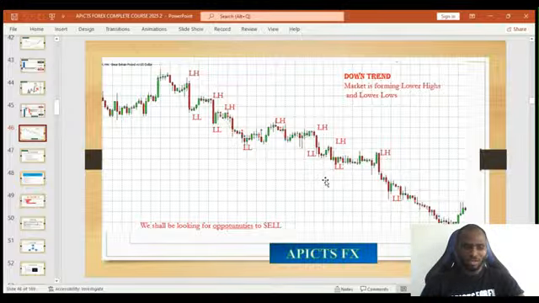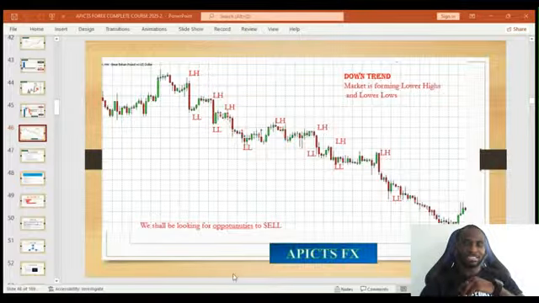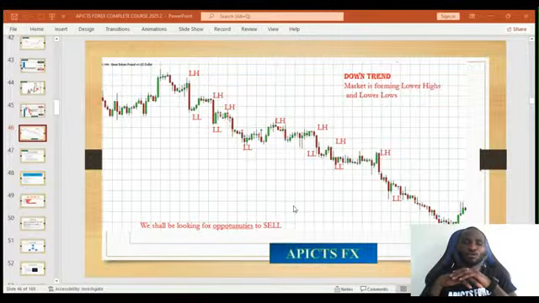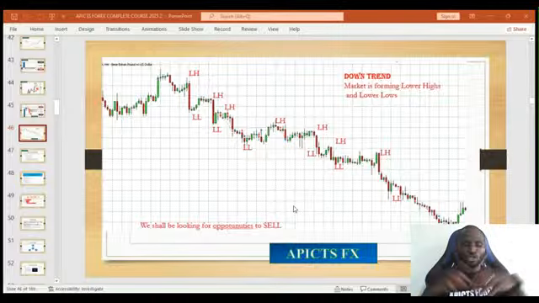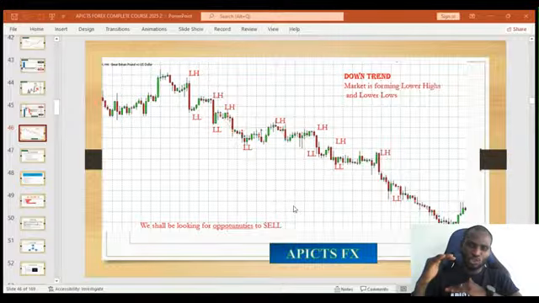You have the uptrend, when the market is forming higher highs and higher lows. You have your downtrend, where the market is forming lower highs and lower lows. Then you have your ranging market, which you can call a sideways market, where the market is moving between two fixed prices.